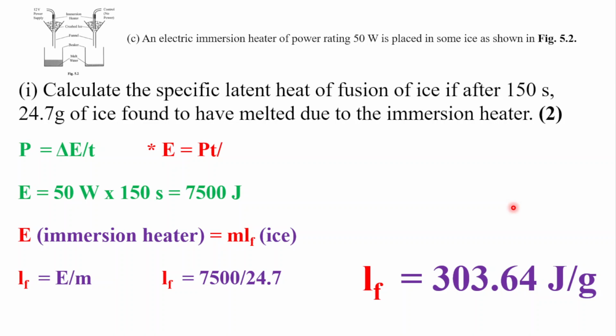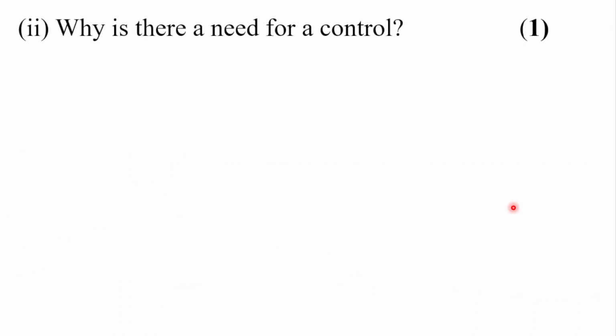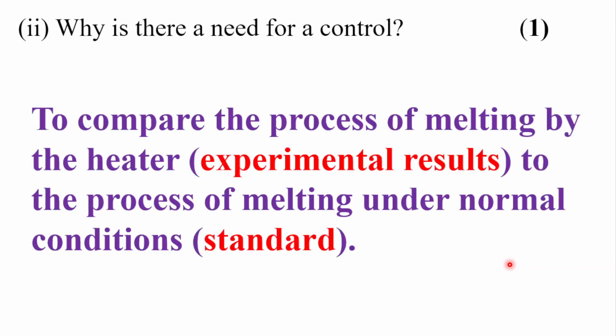Now going to the next part of the question: why is there a need for a control? If you notice in the diagram before, we have a control beside the actual experiment. A control is just used to compare results. So I'm going to say it like this: it is to compare the process of melting by the heater, which is the experimental result, to the process of melting under normal conditions, which will be our standard.